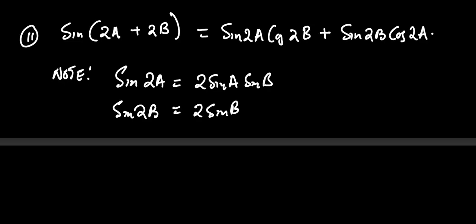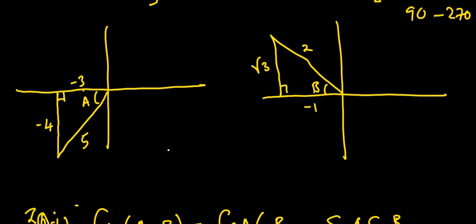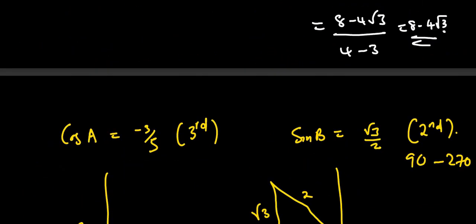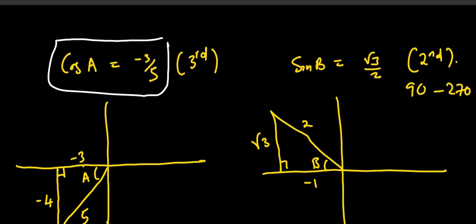This is cos 2A, and this is also cos 2B, right? So now we have this. We know what sin A and what cos A are going to be. Same applies here. We know what sin B and what cos B are going to be. Cos A, we already have this. Wherever there's cos A, we can put this value in.